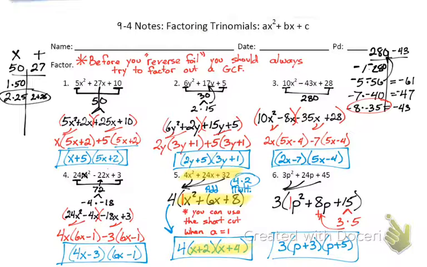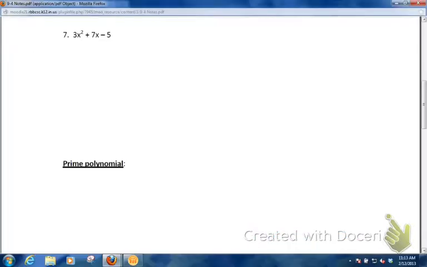Alright, we're going to move on to the last example here before talking about another definition. And this last example here kind of goes with our definition at the bottom there. We look at this problem and we say, okay, we're going to see if we can factor it. So I'm going to first check for GCF. 3, 7, and 5, no GCF there. X squared, x, and no x's, no GCF there. So there is no GCF.